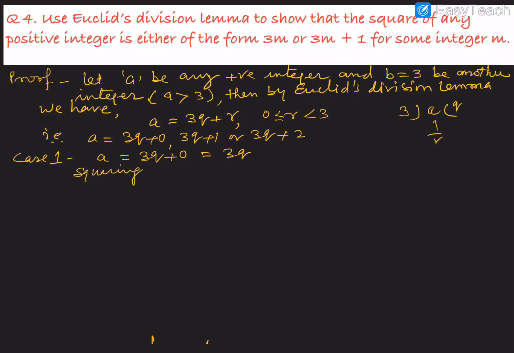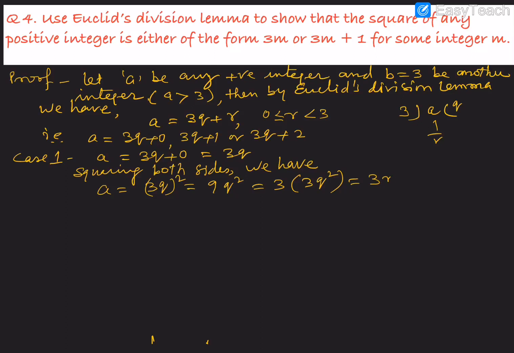Squaring both sides, we have a square is equal to 3q whole square, is equal to 9q square. Taking 3 common, we get this, which can be written as 3m for some m, where m is equal to 3q square, a new integer.